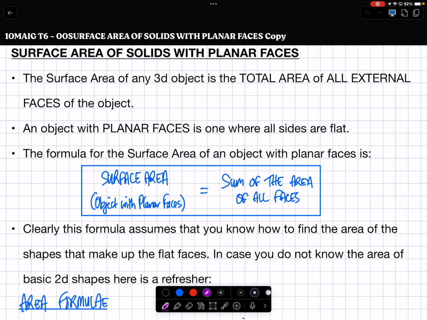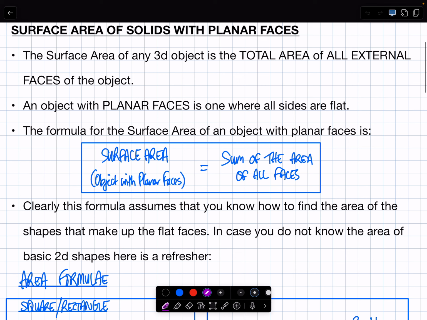Today's lesson is on the idea of finding the surface area of 3D objects if all of the faces are flat. There is no special formula for this. The surface area of something with planar faces is the sum of the area of all the faces.